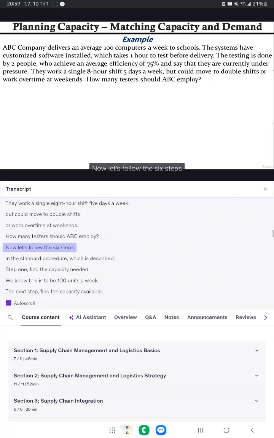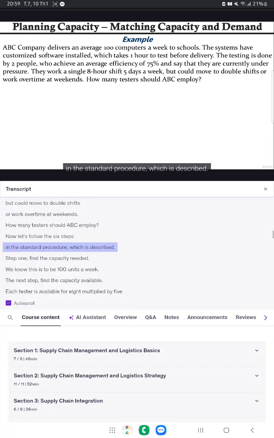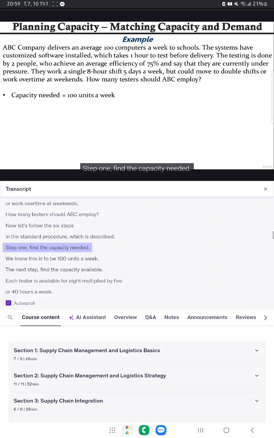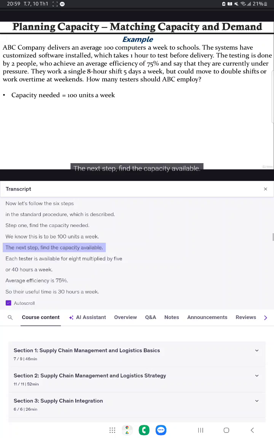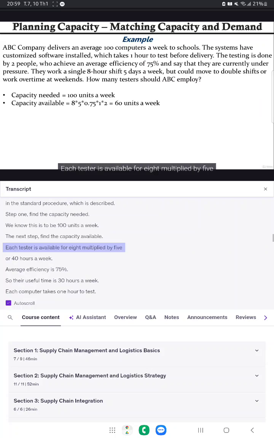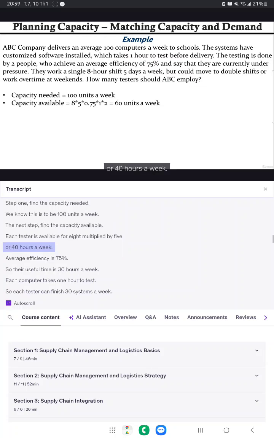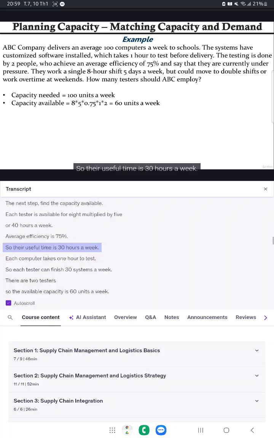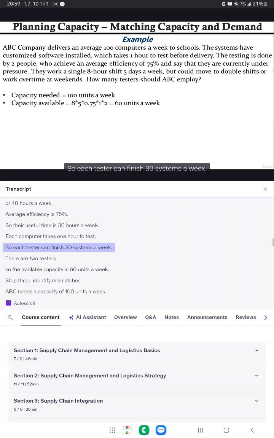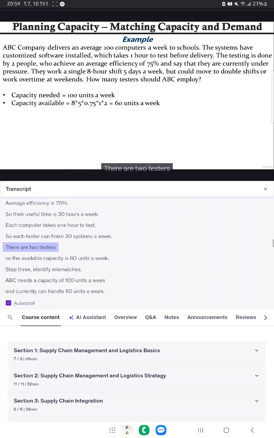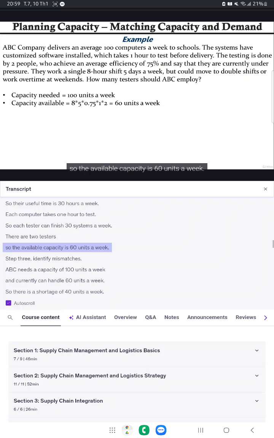Now let's follow the 6 steps in the standard procedure we just described. Step 1. Find the capacity needed. We know this is to be 100 units a week. The next step, find the capacity available. Each tester is available for 8 multiplied by 5, or 40 hours a week. Average efficiency is 75%, so their useful time is 30 hours a week. Each computer takes 1 hour to test, so each tester can finish 30 systems a week. There are 2 testers, so the available capacity is 60 units a week.